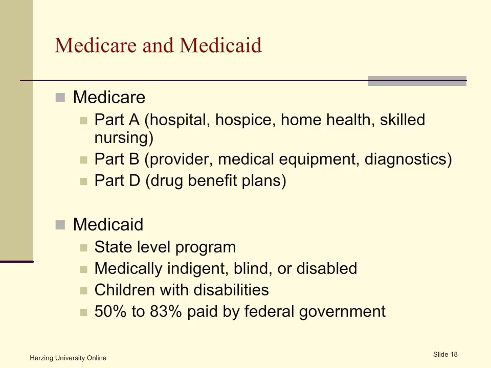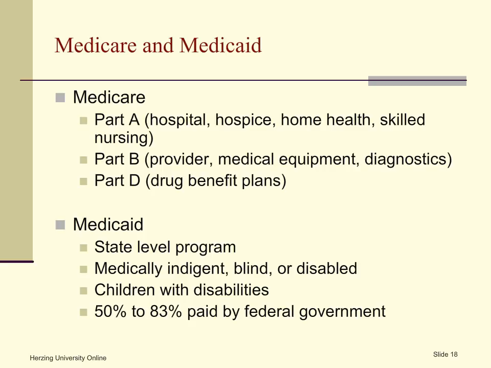The primary payer of health insurance is Medicare. Part A covers organizational services such as hospitals and home health. Part B, which is optional, provides for healthcare provider payments, medical equipment, and diagnostic tests. In 2006, Part D, the drug benefit program, went into effect.